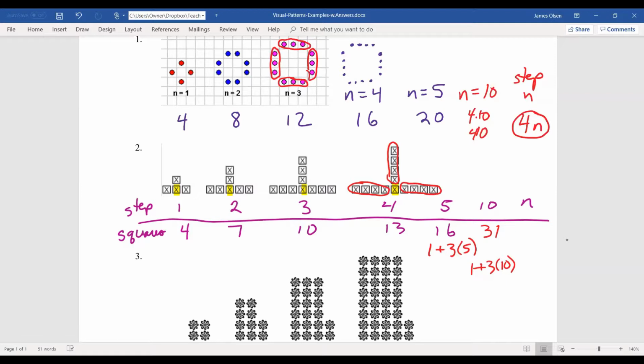Now, the sticks aren't always of length n, but they have been of length n in my first 2 examples. Now pause the video and see if you can write the general expression for step n. The general expression for step n is 1 plus 3n. 1 because of the one single square, 3 because we have 3 sticks, and n is because each stick is length n. Now let's move to example 3.